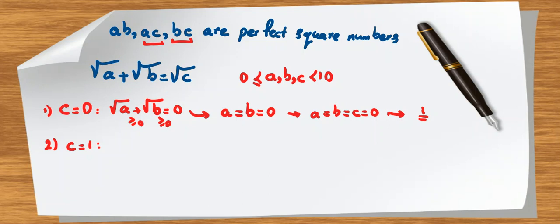Okay, so because c is 1, let's check c can be 1 or 4. We also want to consider the perfect square 9. Then, because AC is a perfect square, we conclude a and b also are perfect squares.